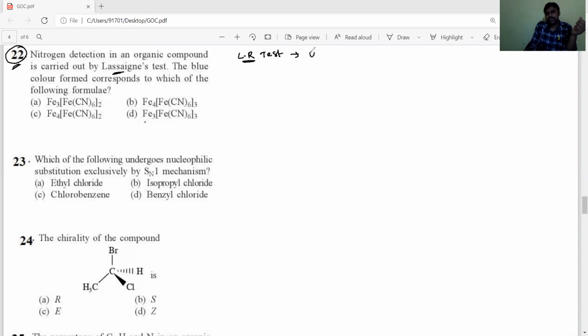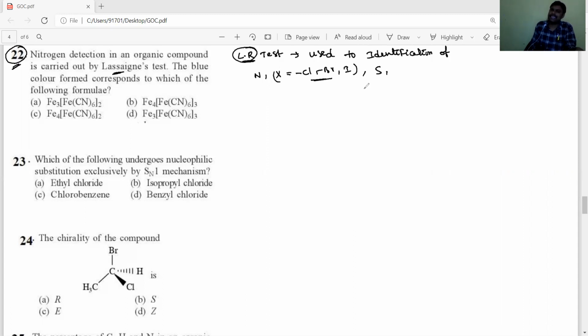Lassaigne's reagent test is used for the identification of nitrogen and halogens. Halogens means what, dear students? Chlorine, bromine and iodine we can observe. Halogens and sulfur, these elements we can identify by using Lassaigne's reagent test.